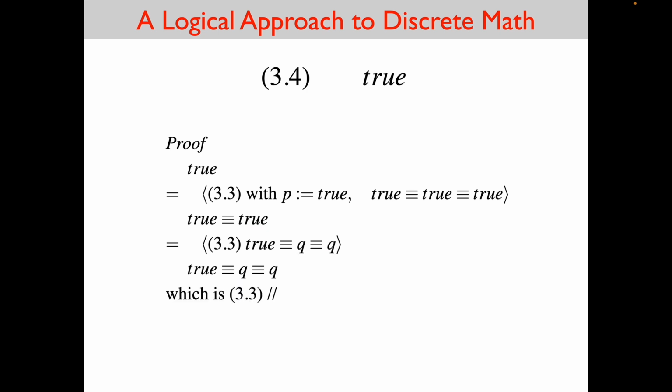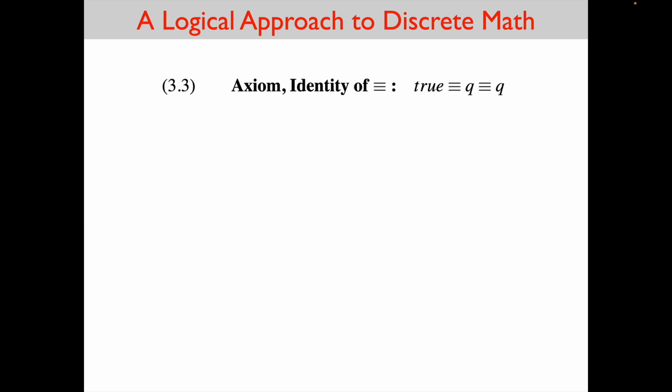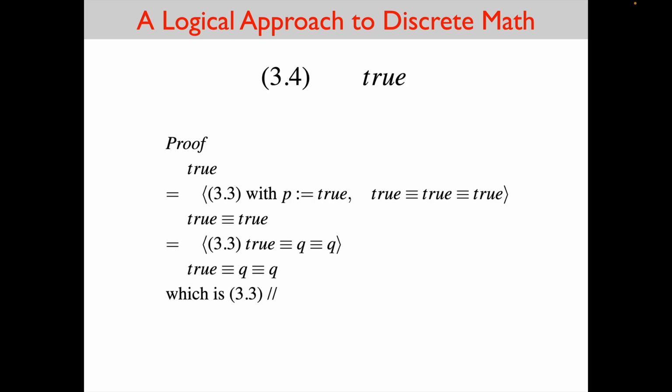Okay. But look, this is 3.3. True equals Q equals Q. So let's go back to 3.3 and check that. And sure enough, 3.3 is true equals Q equals Q. So we have proven true. We have proved true. Now let's go back and talk about the inference rules that we used in this proof.